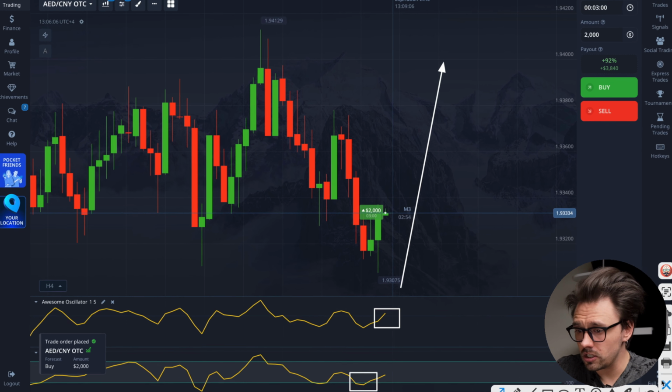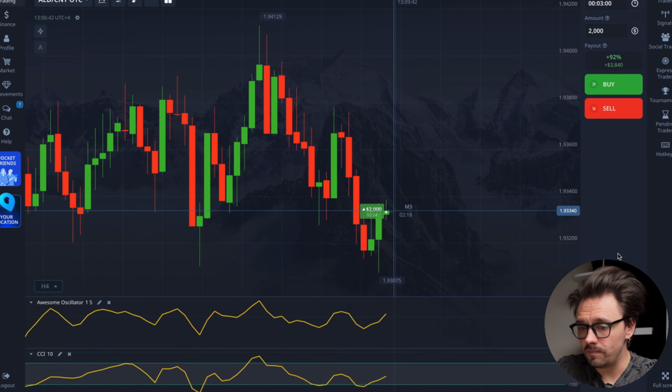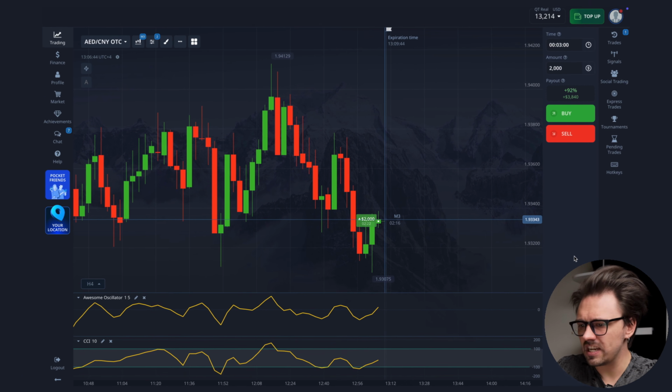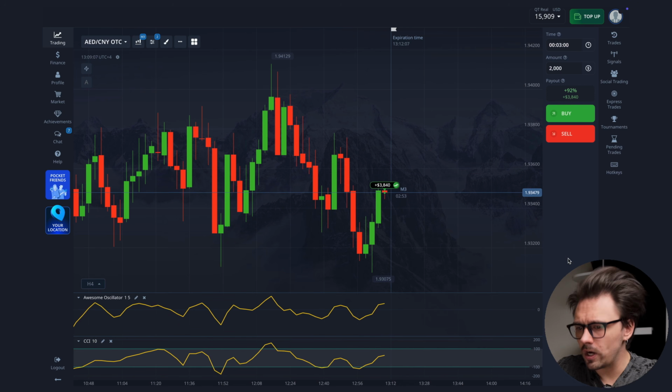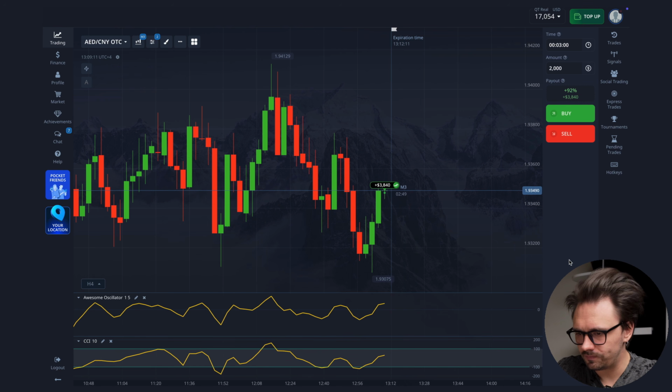On candlesticks, we see another confirmation. A green candle closes above the body of the previous small one. That's a neat reversal from a level. So let's see the result, and the trade closes at $3,840. Just perfect.